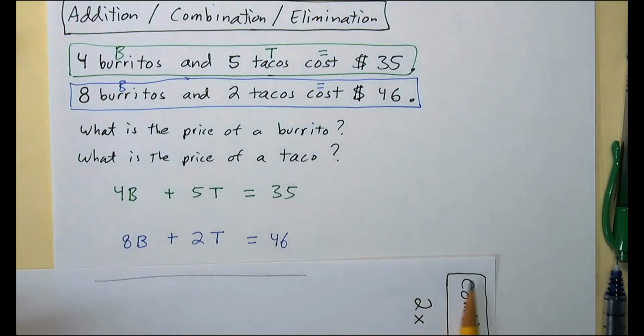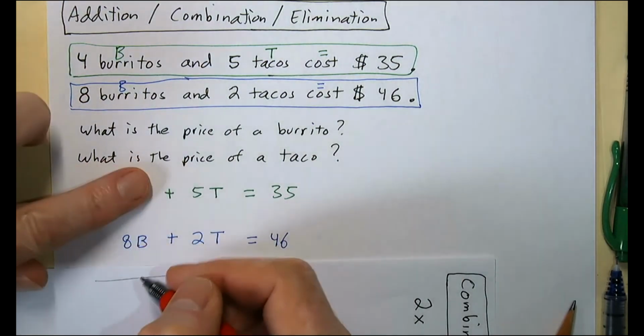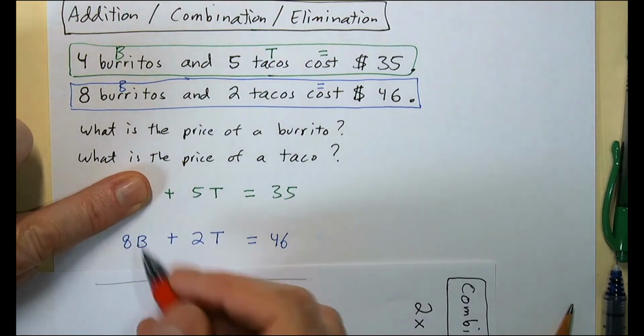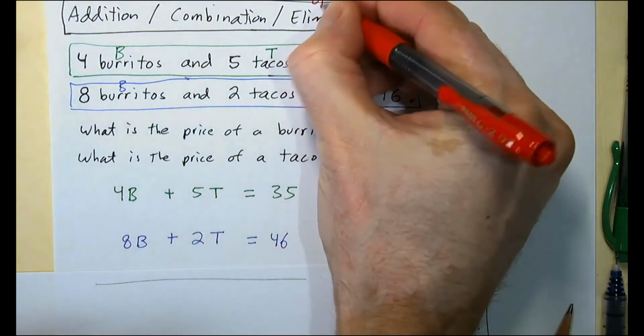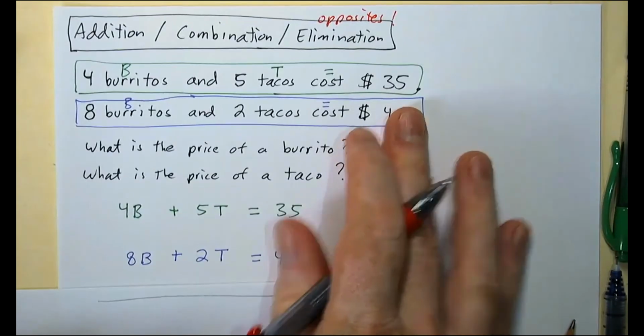Well, what if I did this? Now you got to be creative. This is an 8. Wouldn't it be awesome if under my finger was a -8 and these would eliminate? You have to get opposites, okay? If nothing eliminates, you're wasting time. You got to get opposites.